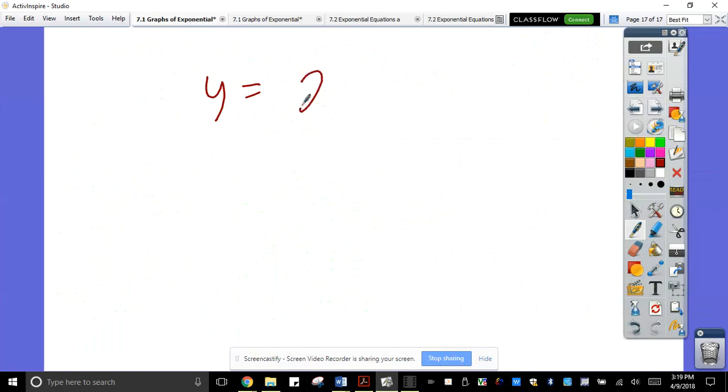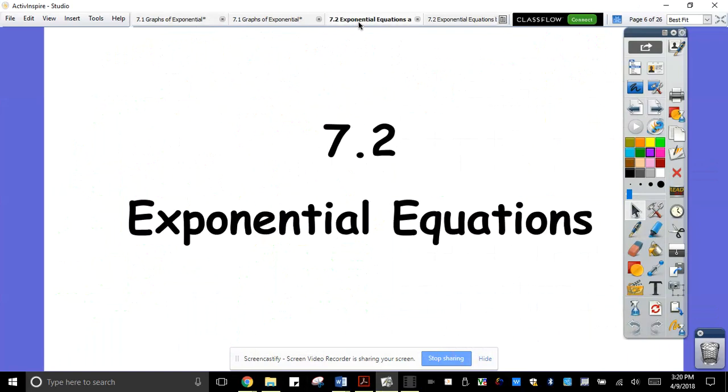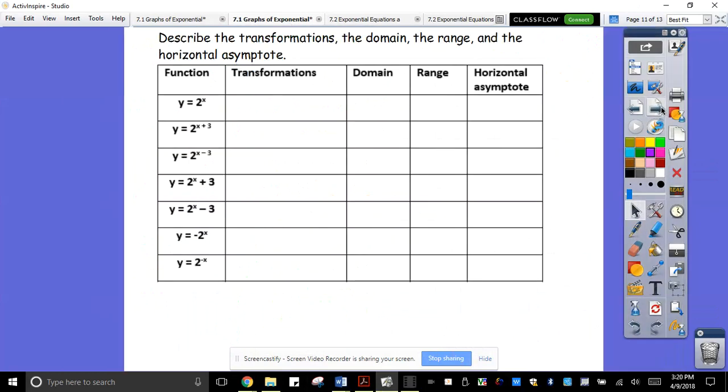Y is equal to 2 to the x. Y is equal to 1/2 to the x. How do they differ? Which one here will give a steeper graph? The first one or the second one? And as you answer all this, make sure that you answer this on your own. I may not have exact paper for you to do this one, but I would like you to copy this one on your notes, okay?